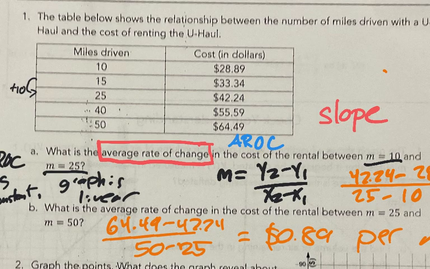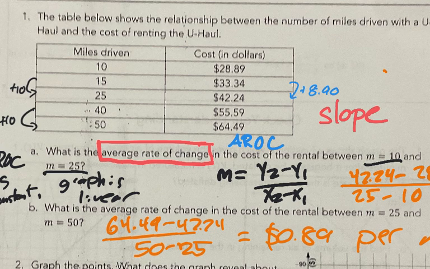I have that same interval happen again here. That's an equal input interval. Both of them go up by 10. Let's look at what happens with the y's over that same interval. What happens if I go from 33.34 to 42.24? That's almost $9 more. It's 10 cents short of that, right? So that's up $8.90.